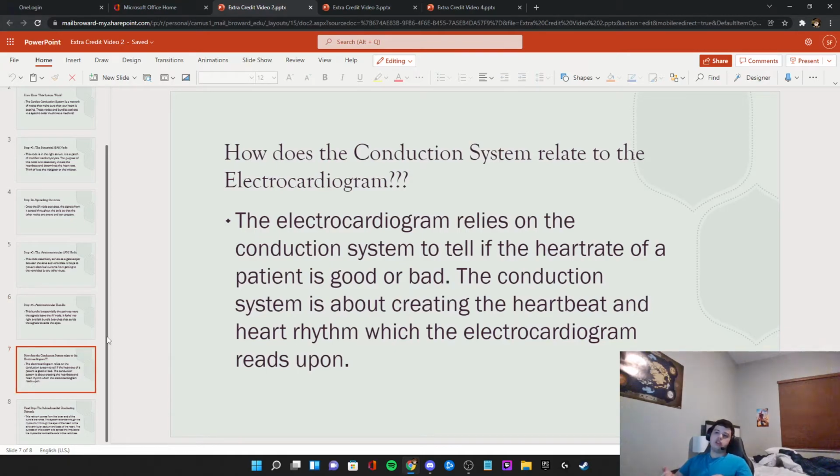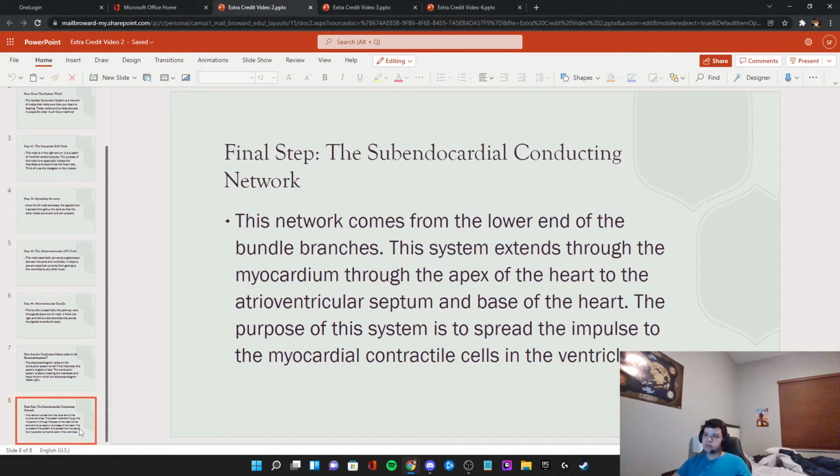So how does the conduction system relate to the electrocardiogram? The conduction system is the heartbeat and heart rhythm. The electrocardiogram is a machine that relies on this system to tell the heart rate of a patient, right? It measures the heart rate and the heartbeat of patients to make sure the heart rate is stable or unstable. So you can't have an electrocardiogram without the conduction system, because the electrocardiogram is completely reliant on the conduction system itself. That's why it relates to the conduction system.